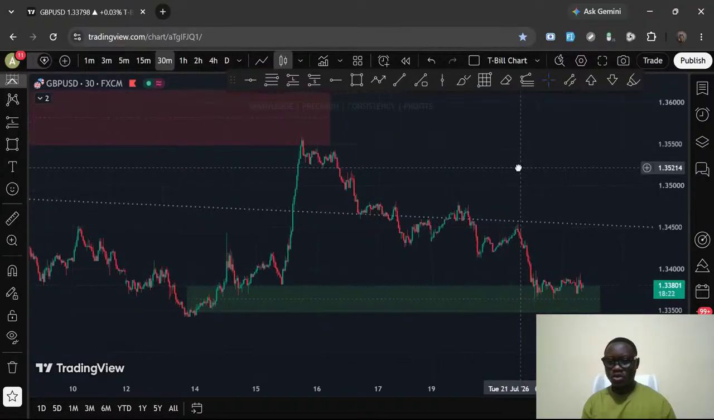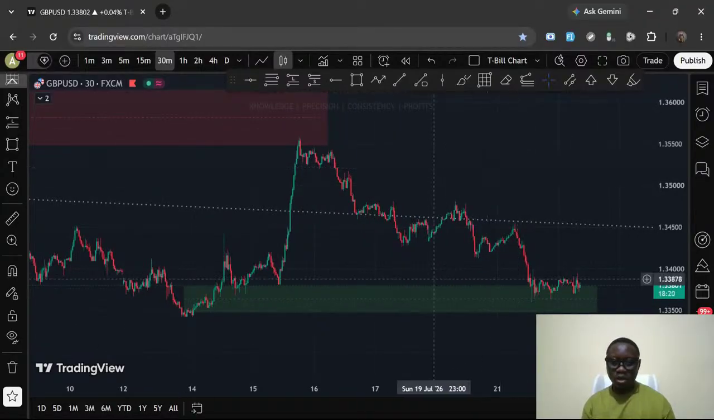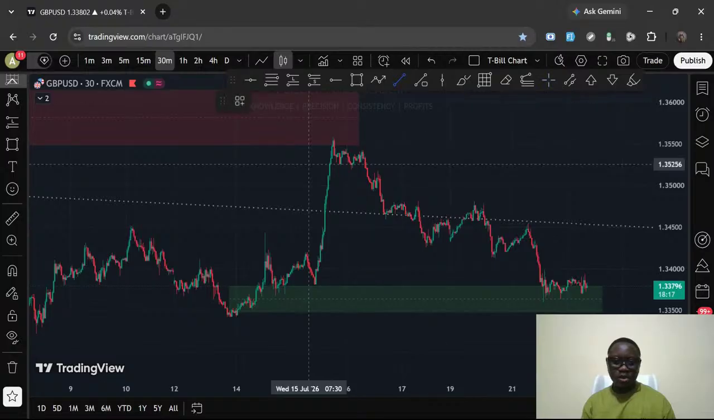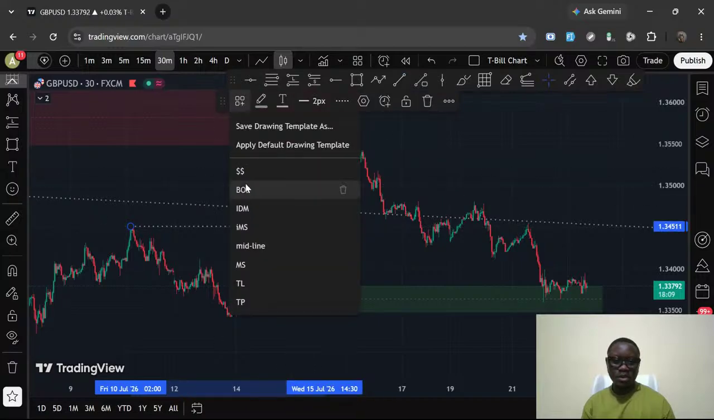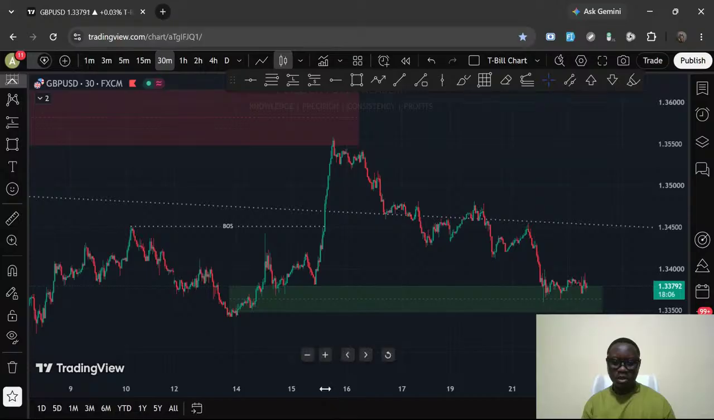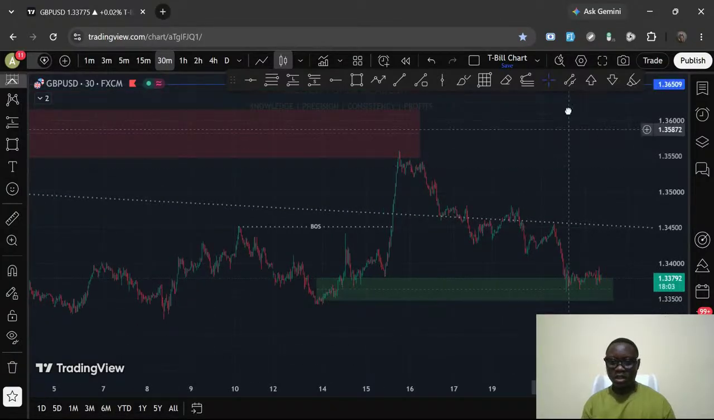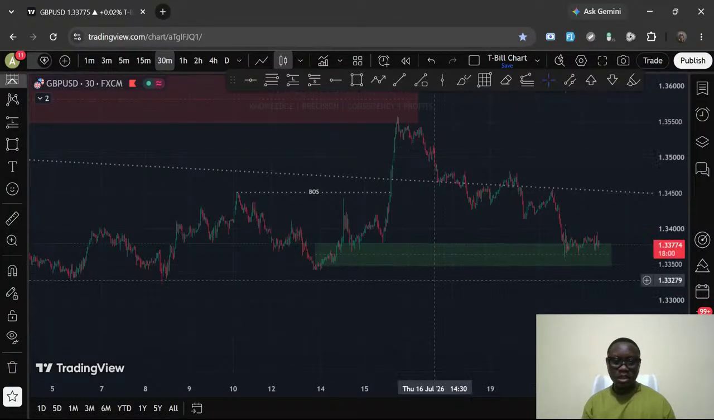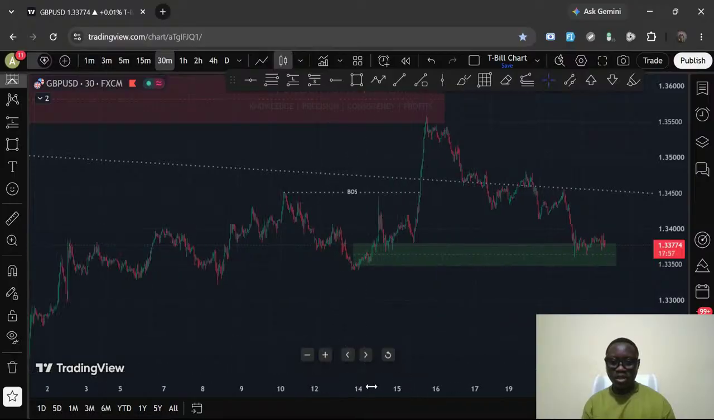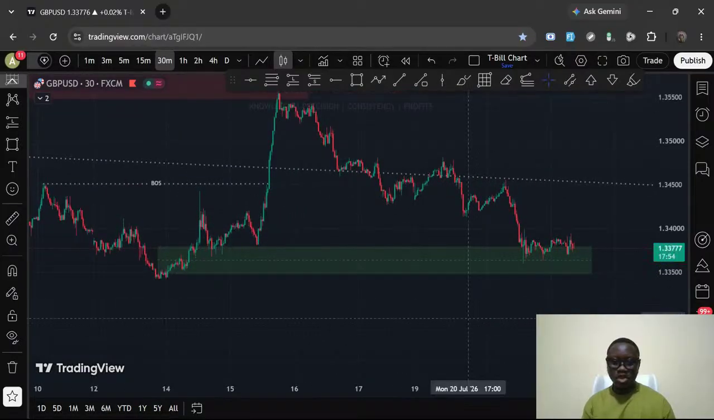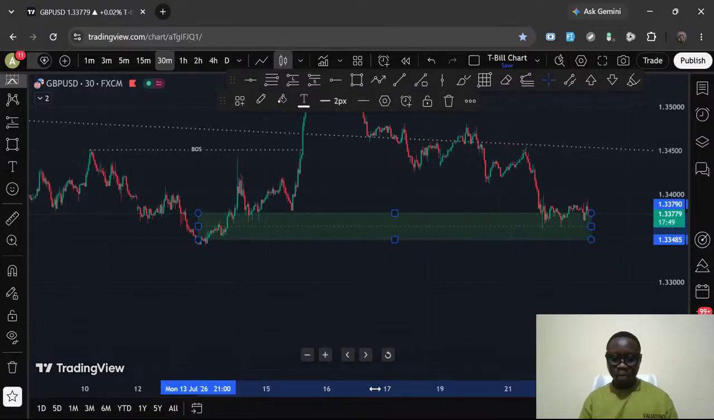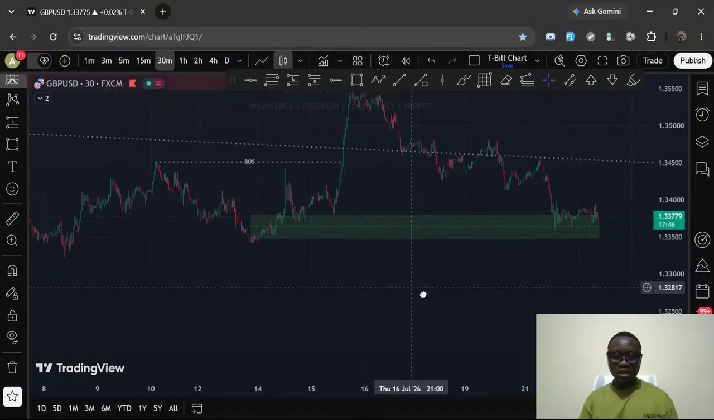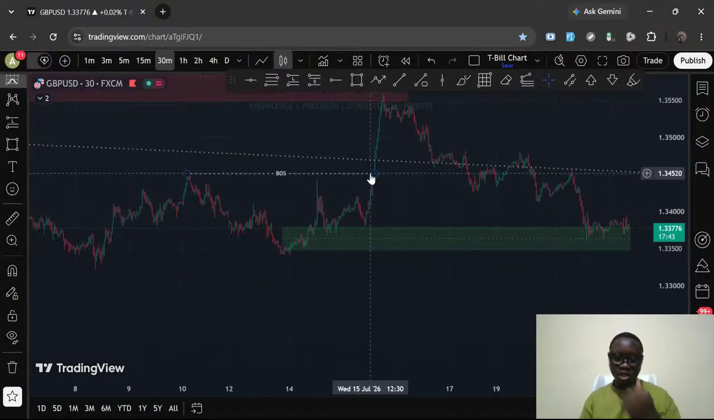Okay, so what we're going to do right here is, this is a break of structure to the upside. The last break of structure to the upside is a BOS. Okay, so before we can probably consider taking a sell on GBPUSD, we want to get a market structure shift. That means this demand zone literally has to fail for us to consider selling GBPUSD. But overall, we are bearish.